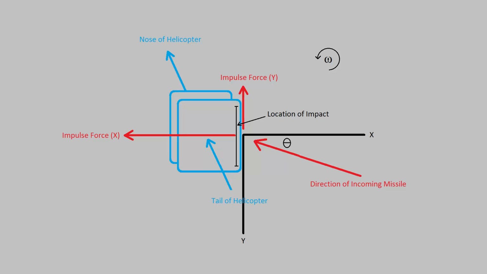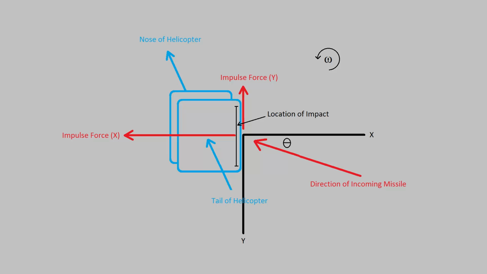Knowing this, the question we need to ask ourselves is, how do we minimize or eliminate the rotational movements of helicopters when they get hit by missiles? And the solution is to focus more on translational movements, the sort of sliding motions in one direction without getting rotated. In the interest of time, I'll just say that the best way to do this in my experience is to minimize either the impulse force in the X direction or the Y direction, depending on which side we're using.